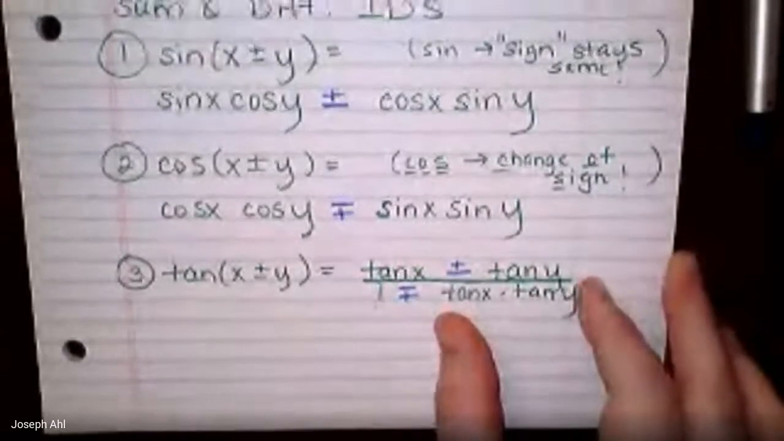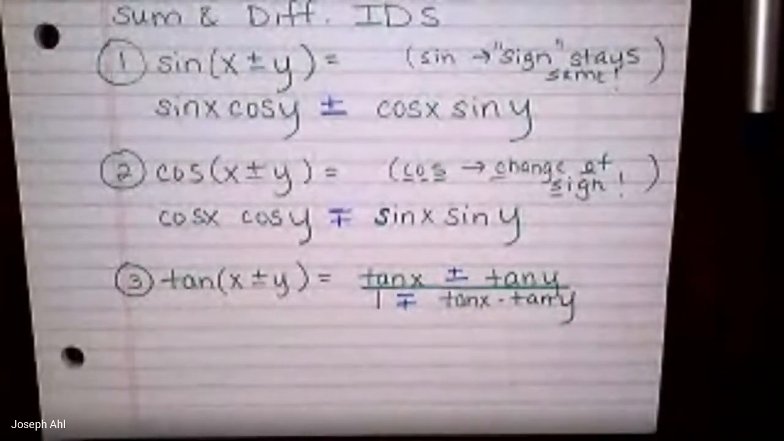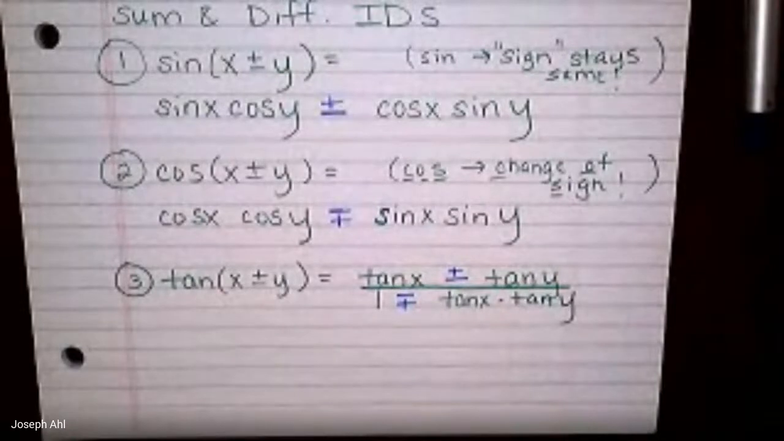Should we do them all together? I think we should. I can tell you want to clap at home, right? So we've got sine, cosine, cosine, sine. Cosine, cosine, sine, sine. Tan, tan, 1 tan, tan.